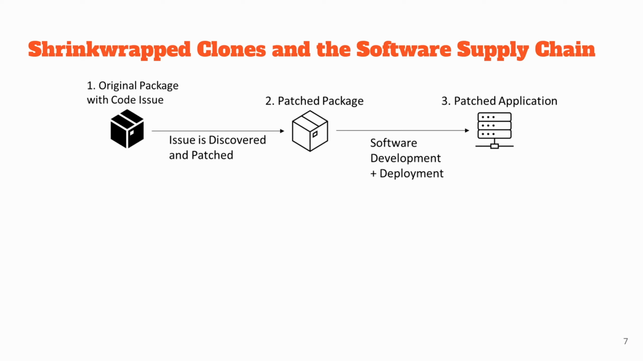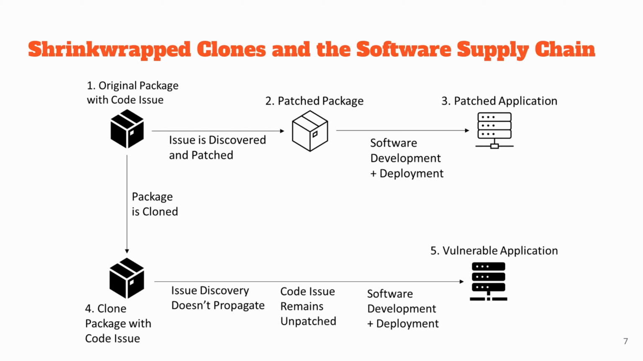However, the existence of shrink-wrapped clones complicates this process. Now, suppose that the original package with a code issue is cloned and re-uploaded to the repository. In this scenario, when the code issue is discovered in the original package, the issue disclosure doesn't propagate to the clone package, and the code issue remains unpatched. If a developer installs and uses the clone package, either by choice or confusion, or indirectly as a dependency of another package, then that code issue will exist in their deployed application, leading to a vulnerable application.